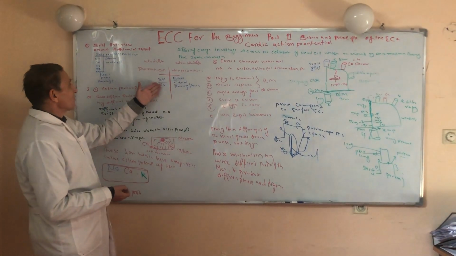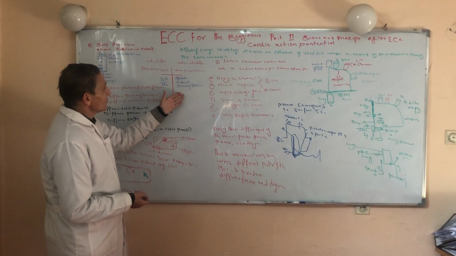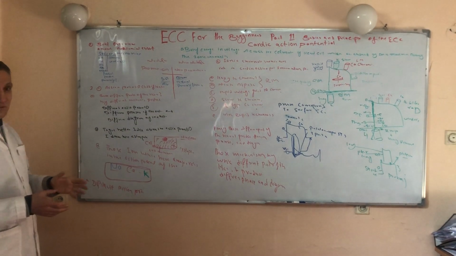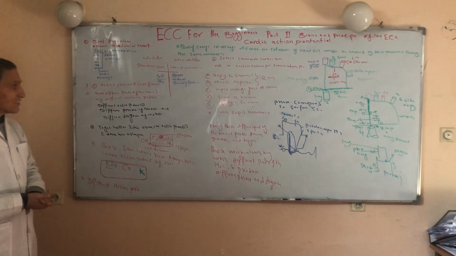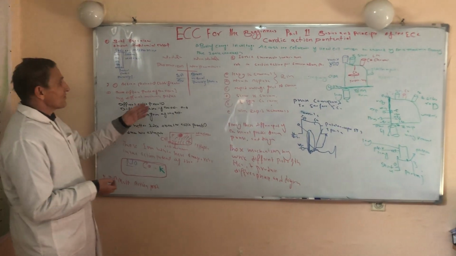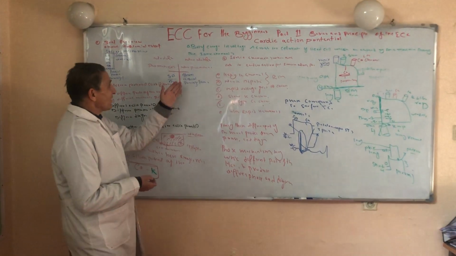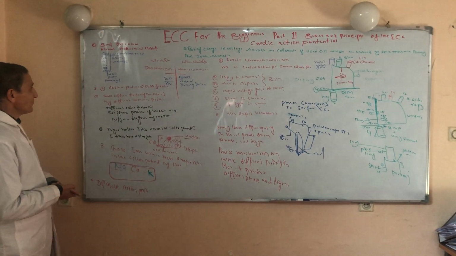The Purkinje fiber is shifted from the pacemaker cells, from the electrical system, to the non-pacemaker cells. This is a little difference between the anatomical classification and the action potential classification. In the action potential classification, the pacemaker cells are just the SA node and AV node, and the non-pacemaker cells are the atrium, ventricle, and Purkinje fibers.